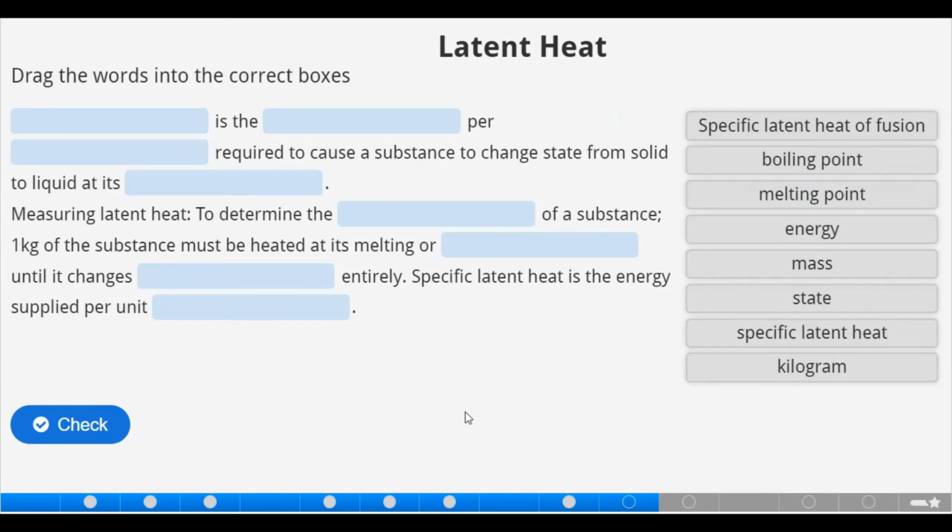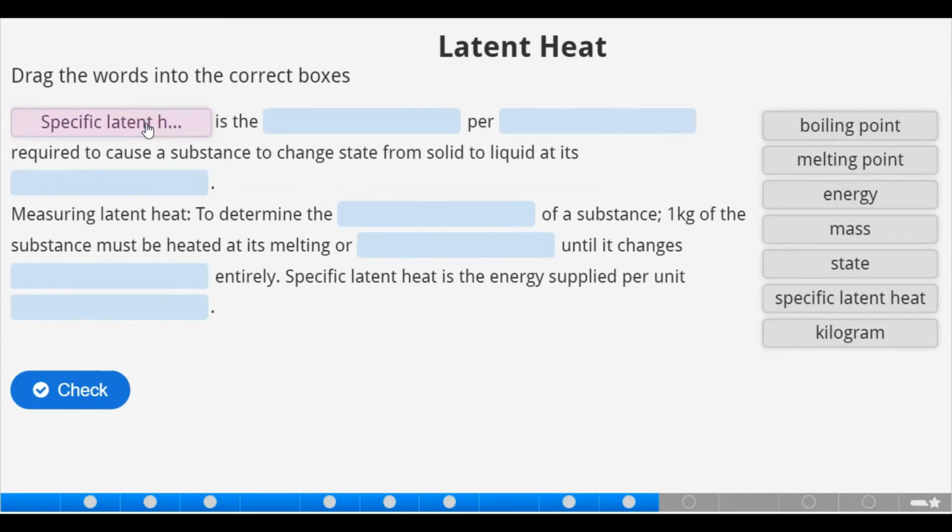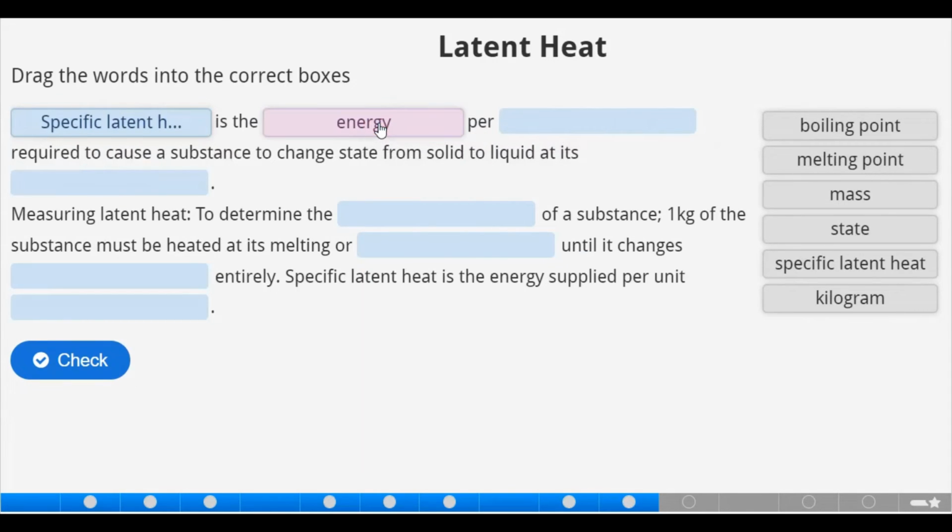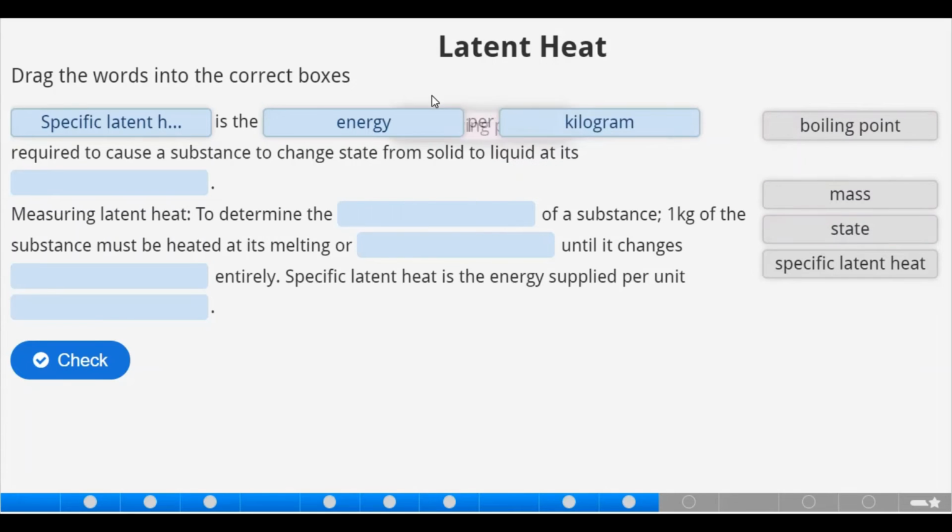So let's deal with latent heat again, dealing with specific latent heat of fusion and the likes. Specific latent heat of fusion is the energy per kilogram required to cause a substance to change state from solid to liquid at its melting point.